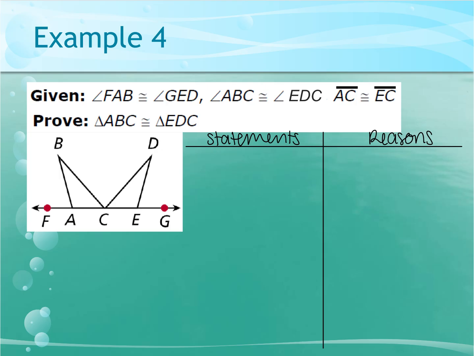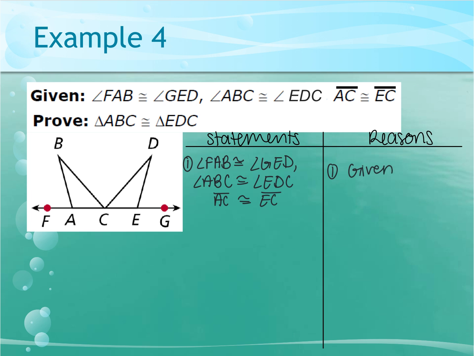All right, so looking at this one, this is similar to the first one. So we're going to have more steps than 4. We should kind of know what the first one is going to be. It's going to be what's given. So I'm just going to go ahead and write all of it. Angle FAB is congruent to angle GED. Angle ABC is congruent to angle EDC. And segment AC is congruent to EC. So this is all given.